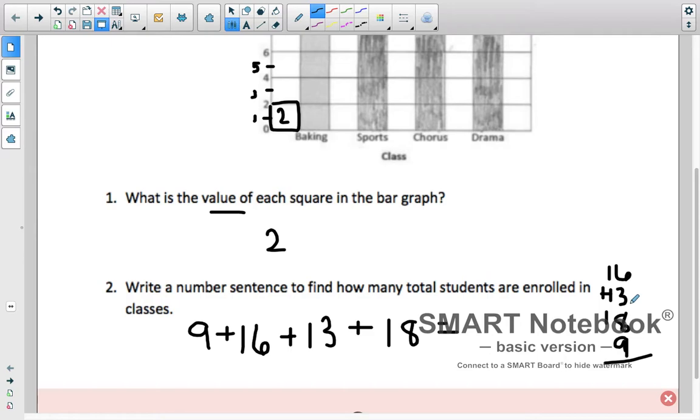17 plus 3, 20 plus 6, 26. So I would take that 6, carry the 2. 2 plus 1 is 3. 3 plus 1 is 4. 4 plus 1 is 5. So 56 students enrolled in classes. You can write the number sentence this way, or you can write it a different way. Maybe using a multiplication problem. It's up to you.